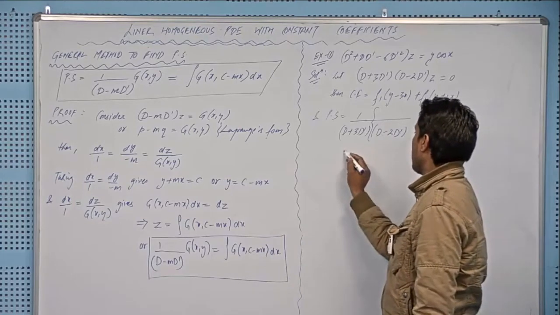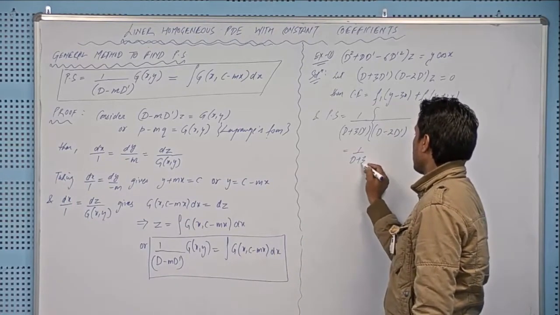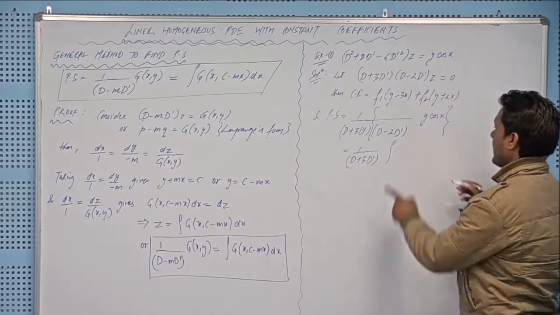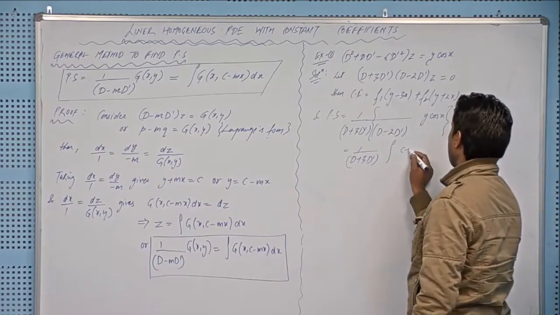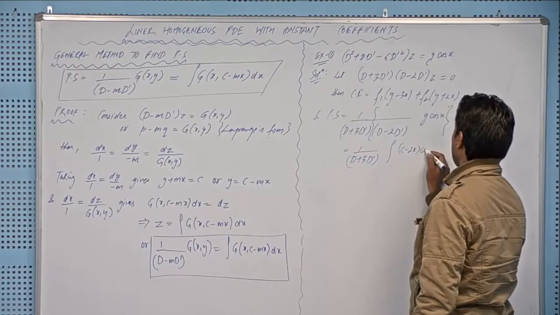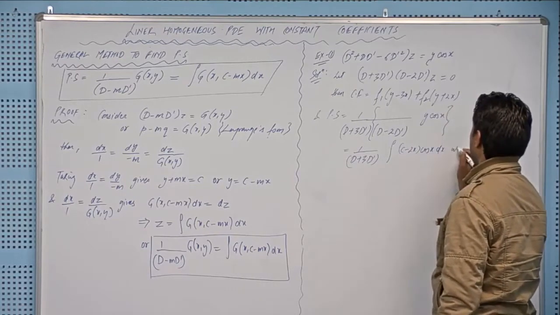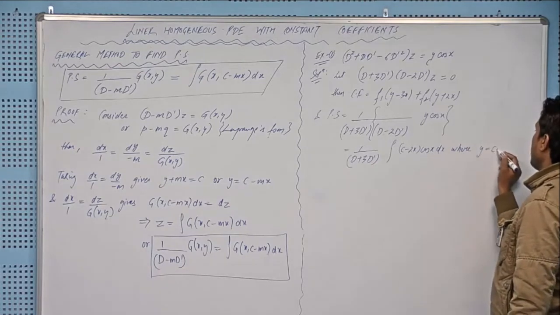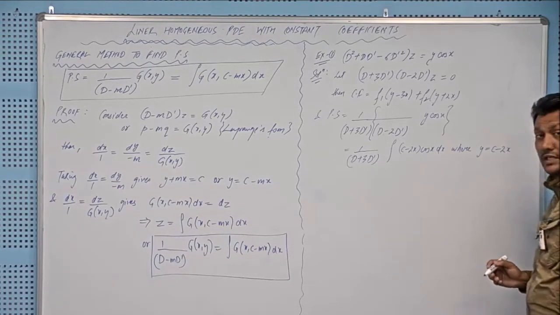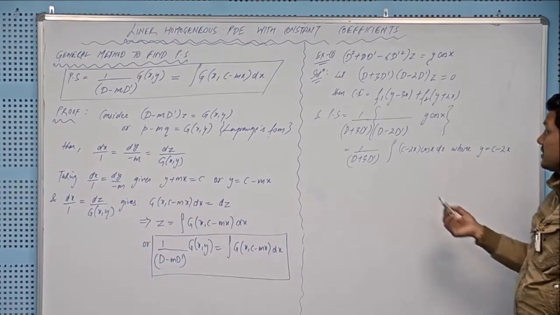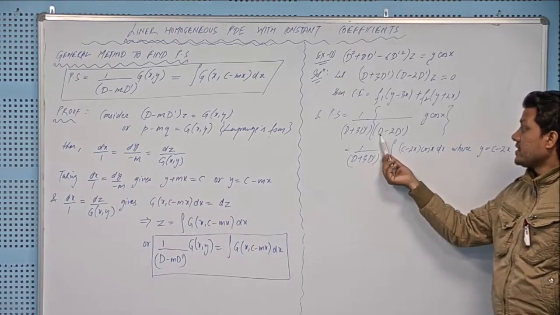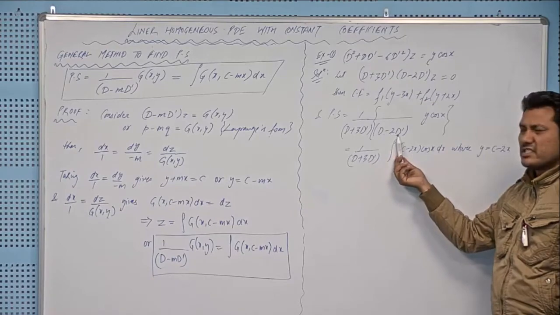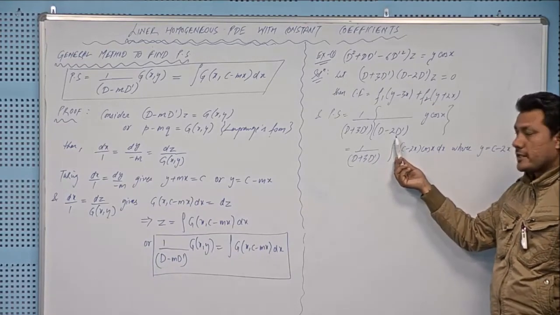Okay, it will give 1 upon D plus 3D dash, and integration, and y is replaced by c minus 2x, and cos x, and dx, and I have to mention what is my c minus 2x. y is equal to c minus 2x, right? You can think in that way, that y takes c minus 2x, D replaced by small c and D dash replaced by small x. You can think like that.